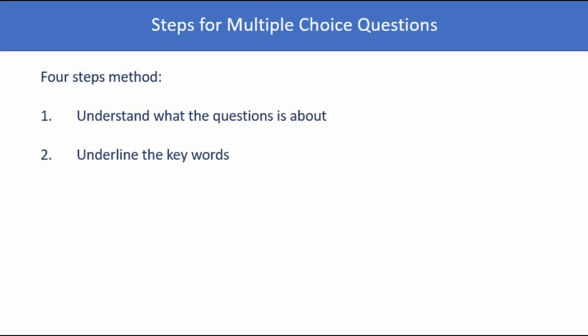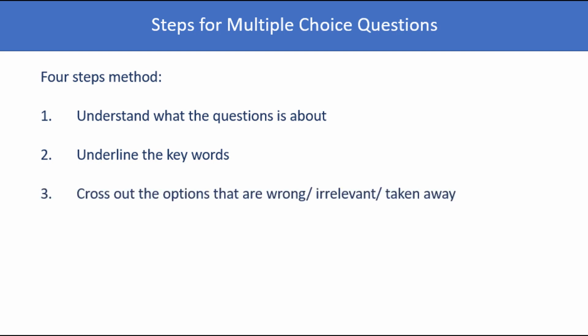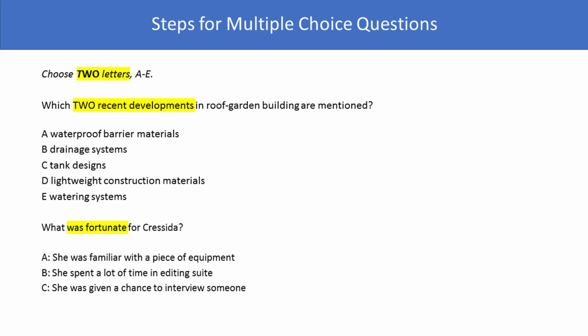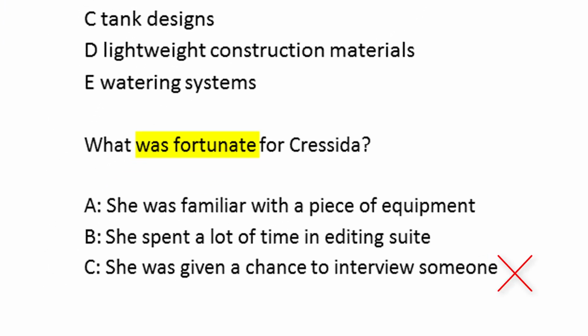Step number 3, cross out the wrong, irrelevant, or taken away options and choose the right options. Alright, so keep spotting the incorrect options, keep crossing them out, and you will see that you will get closer to your answer. That's useful in another way, and that's our final tip. Even if you don't understand the correct option, crossing out the wrong option will increase your chances of making a correct guess. Let's suppose you clearly understand that option C is definitely not the answer, and you cross it out.